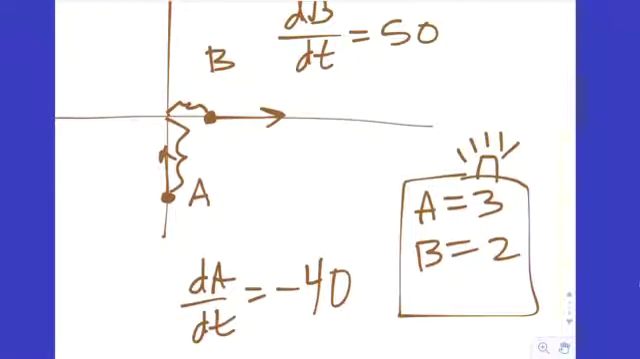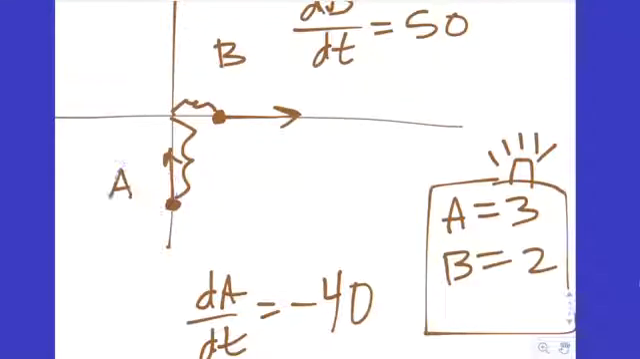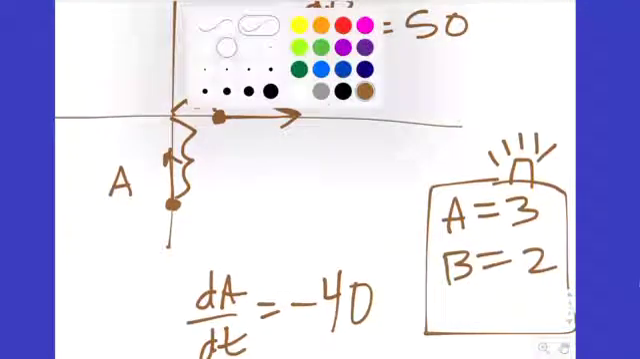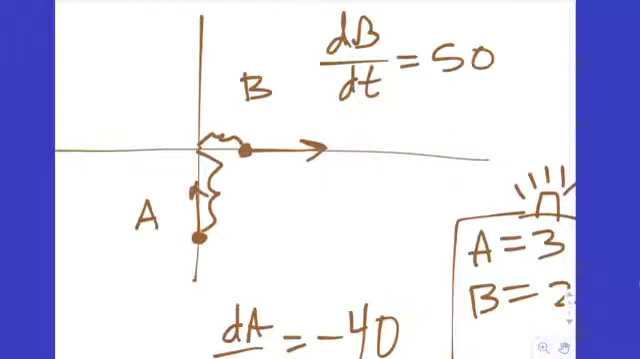Okay, so now, let me move this A to the other side. Now I want to know at that moment, how fast is the distance between them changing? That would be as the crow flies. So if I connect those two, I'm looking for that distance. Not the distance around the corner, just straight through.